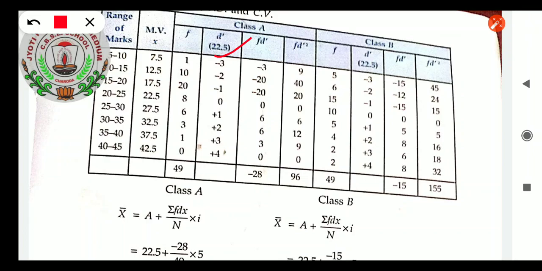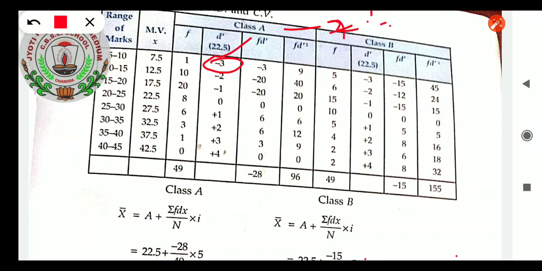Difference 12.5 minus 7.5. How much difference is there? 12.5 minus 7.5 is 5. The same way differences have been taken, like 22.5 minus 7.5, minus 22.5. Here is how you got minus 3.